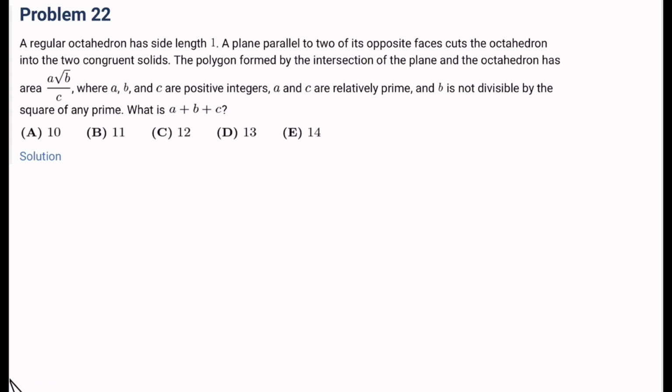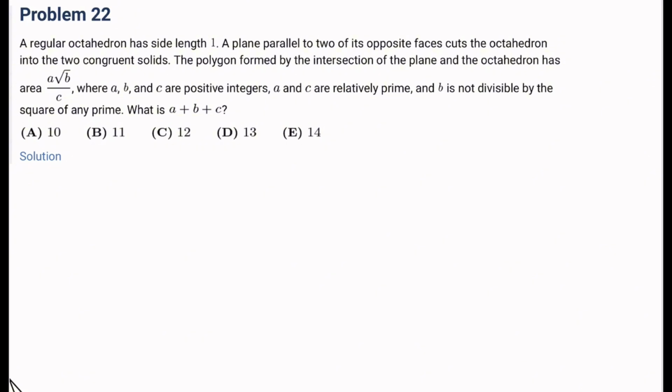Number 22. A regular octahedron has side length 1. A plane parallel to 2 of its opposite faces cuts the octahedron into 2 congruent solids. The polygon formed by the intersection of the plane and the octahedron has area a root b over c, where a, b, and c are positive integers. A and c are relatively prime, and b is not divisible by the square of any prime. What is a plus b plus c?